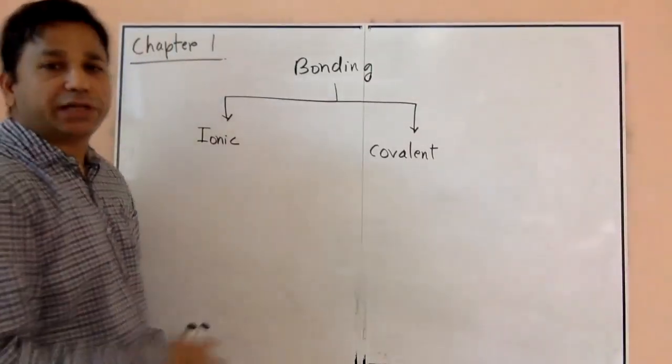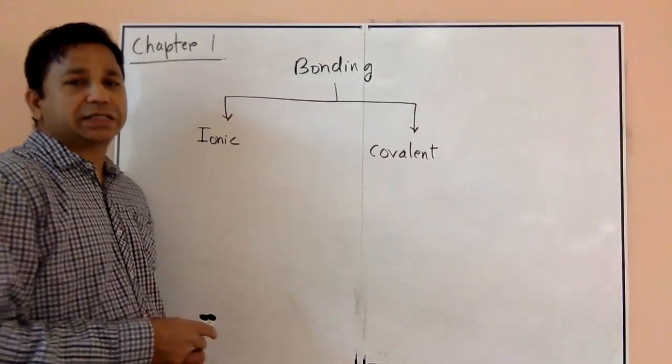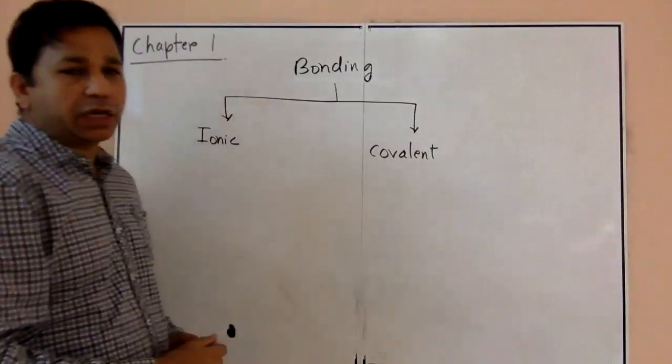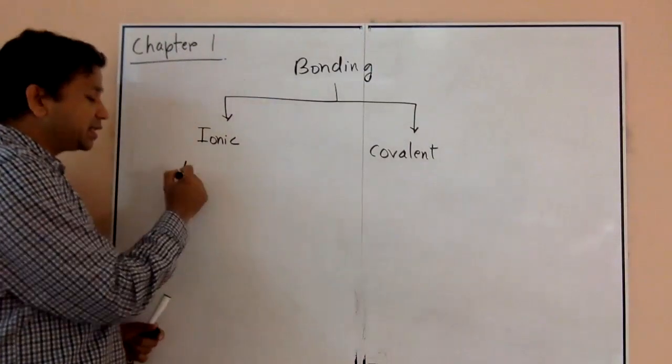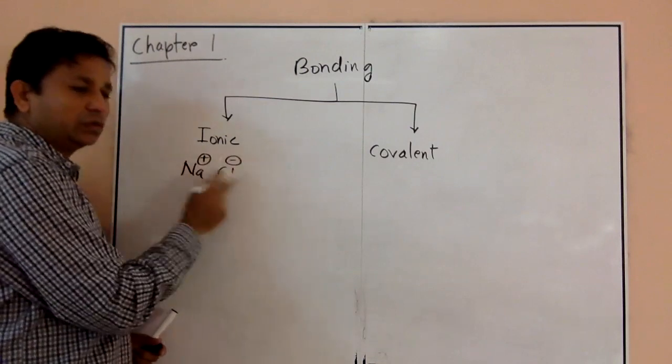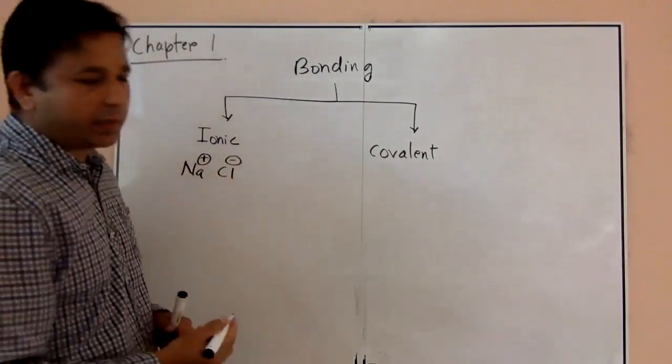All right, so we just saw that we have two different types of bonds: ionic bond and covalent bond. Ionic bond is when the ions come together, right? So Na+, Cl-. When you have ions coming together, that's an ionic bond, right?